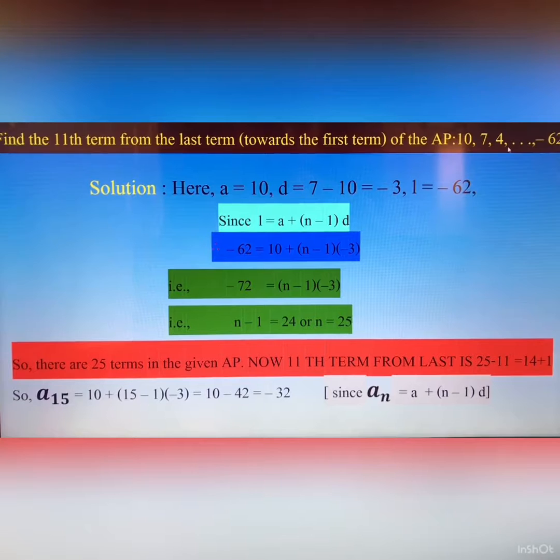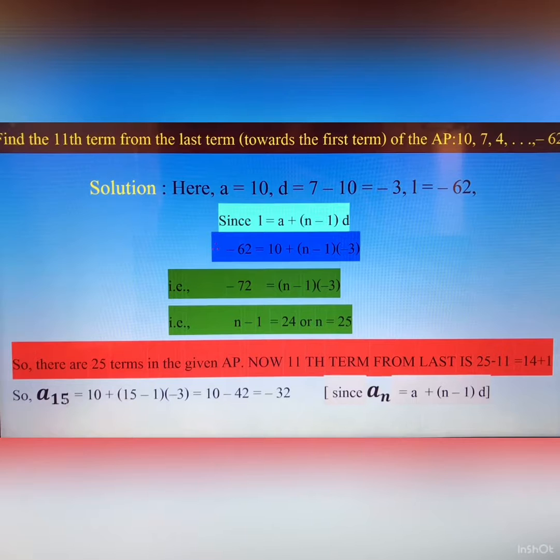Clear? I want to once again tell you that the question says find the 11th term from the last, which means from minus 62 we will find the 11th term. But first of all we find the total number of terms, which in this AP is 25. Now 25 minus 11 we will get 14, and 14 plus 1, that is the 15th term, is the 11th term from the last.